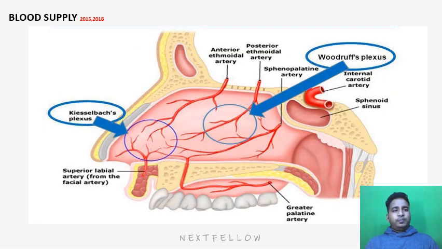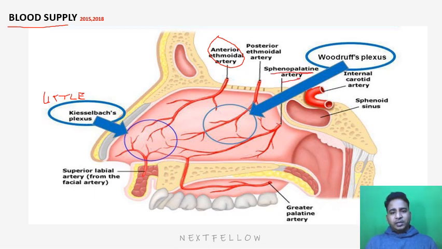Now let's talk about the blood supply of the nasal cavity. We all know Little's area. This is a diagram showing the nasal septum. The anterior most part is the Kiesselbach's plexus, also known as Little's area. As you can see in the diagram, this Little's area is basically formed by the anterior ethmoidal artery. Then comes the sphenopalatine artery.